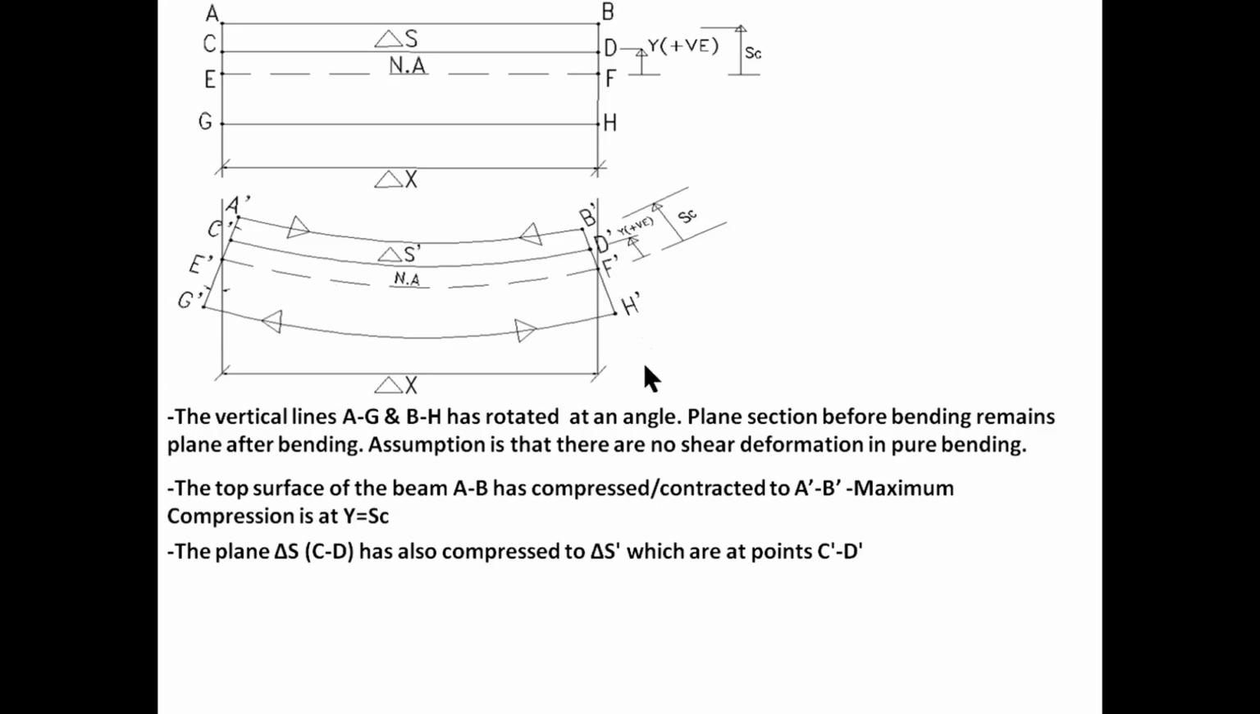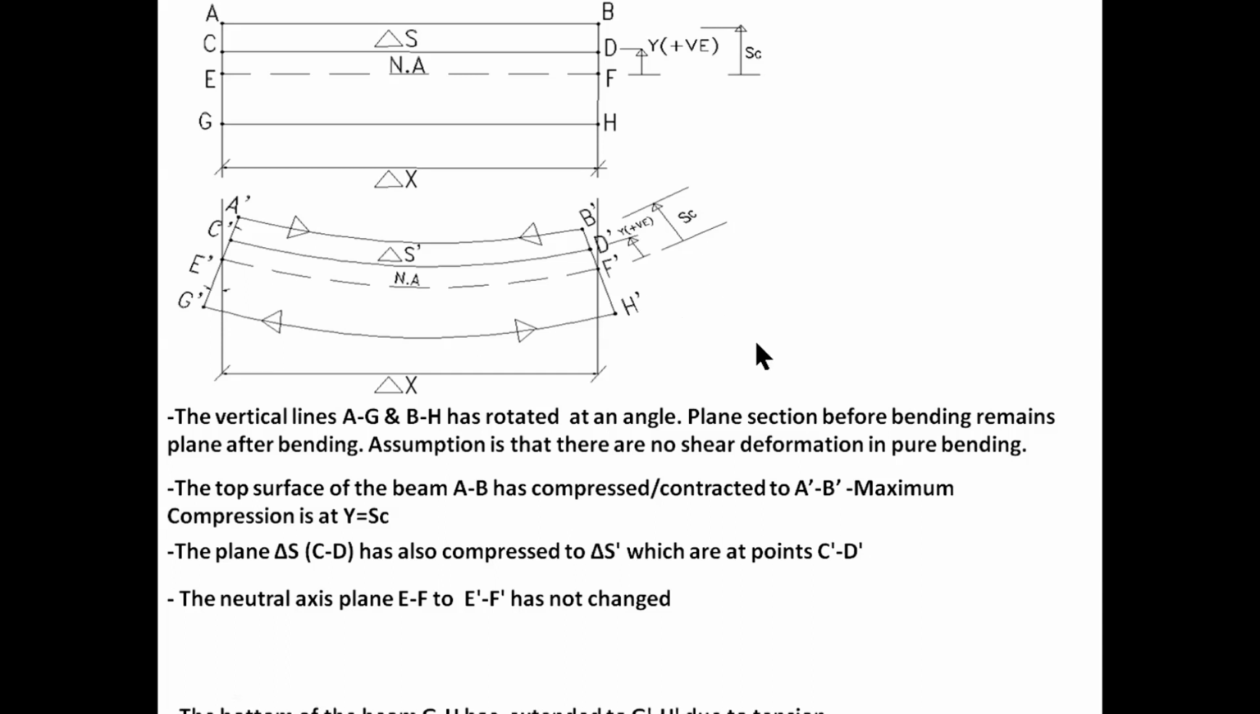4, the neutral axis plane EF to E-F' has not changed. As you can see here, there is neither compression nor tension. So point E is equal to E dash and point F is equal to F dash. The points here have not shifted after bending, and this is why we call it the neutral axis.